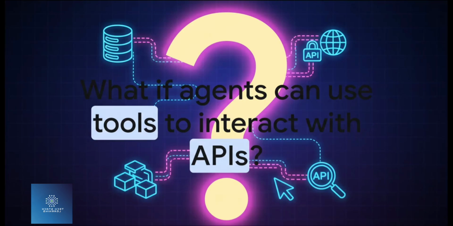So we've figured out how to make an agent think. But what happens when we give it the ability to act? What happens when these agents can use tools to interact with APIs, databases, and all sorts of other external systems? Well, that's when things get really interesting. It may be a little wild.